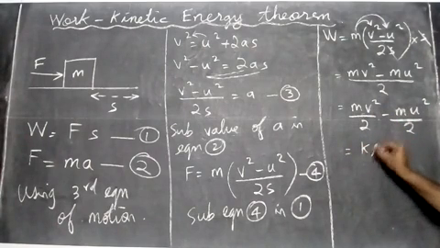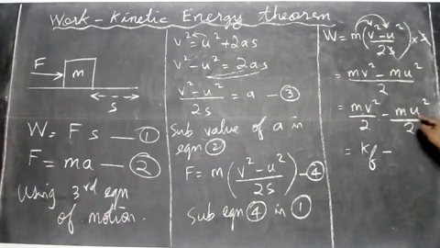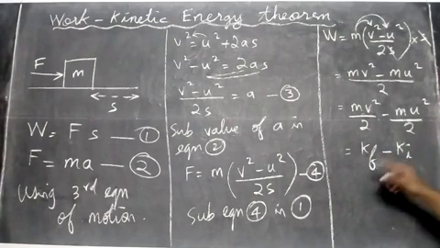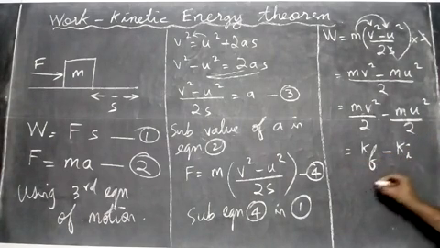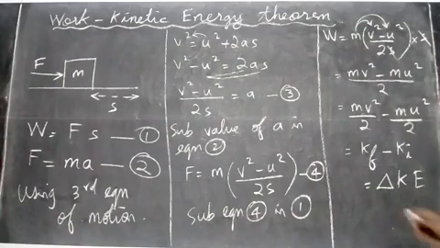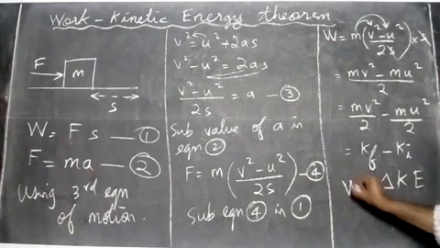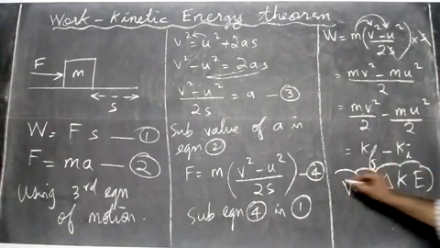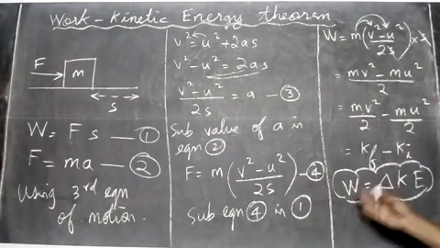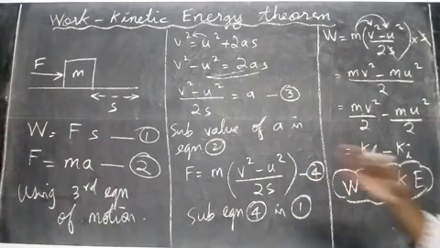That is Kf, minus this one, where u stands for initial velocity. This means the initial kinetic energy, Ki. So there's a difference in kinetic energy: final kinetic energy minus the initial kinetic energy. That you can write as delta K, the change in kinetic energy. And on the left side we have work. So we can say that work is equal to the change in kinetic energy, or work will cause a change in kinetic energy. If you do some work, the kinetic energy of the object will change.